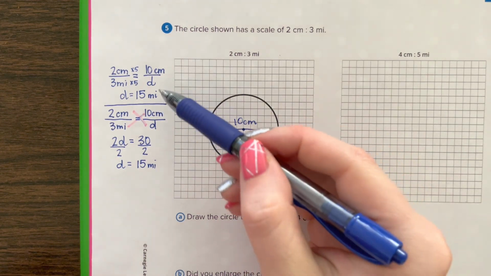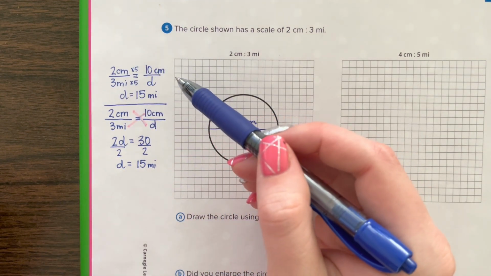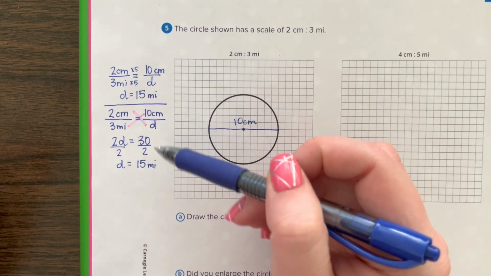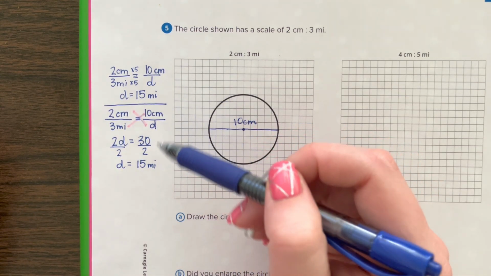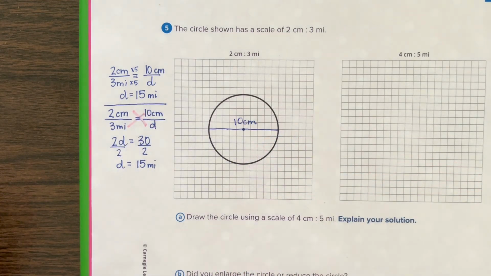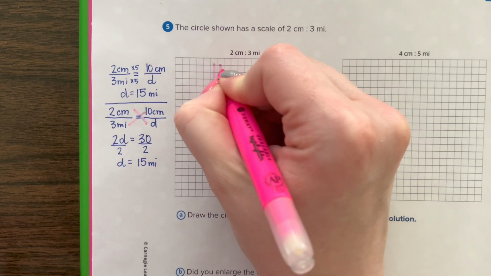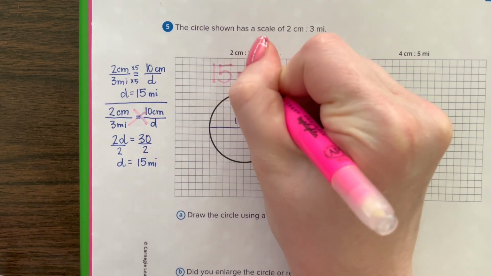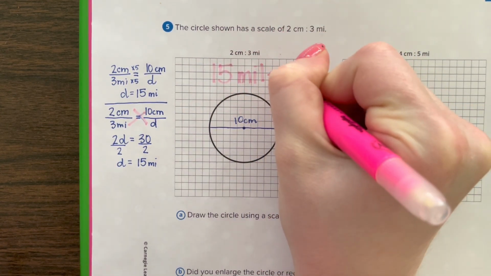All right, so you have the 2 choices. If you have the nice numbers, you can do it at option 1. But maybe we have something that doesn't go in evenly, or we have some decimals, then do option 2 with your cross multiplication. So now we know that this is 15 miles in the real world.